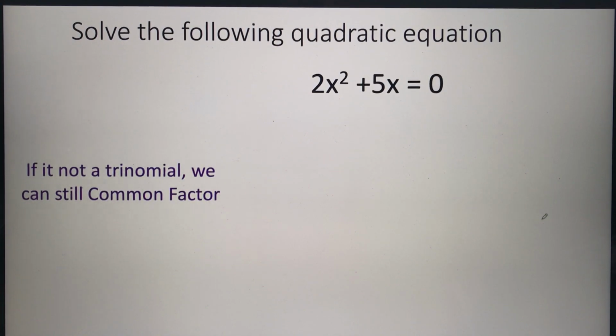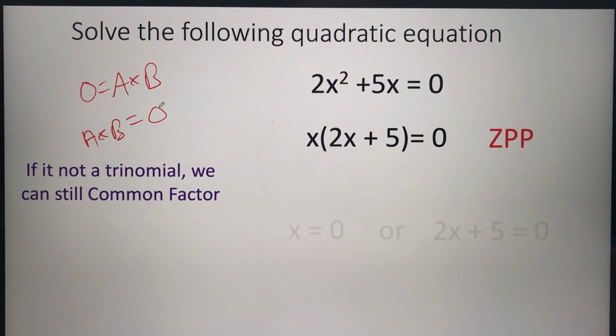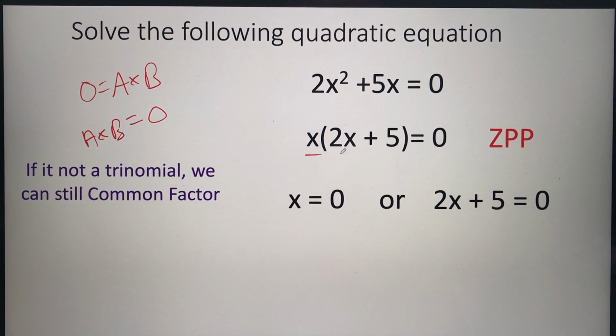The third one, we see it's not a trinomial, but we can still use common factoring. Remember, the goal is to get it written as a product. The goal is to get it written as 0 equals a times b, or the other way around is fine. A times b equals 0. It's the same thing. So I know that because this is a product, this times that equals 0. So either the first thing, x, is 0, or the second thing has to be equal to 0.